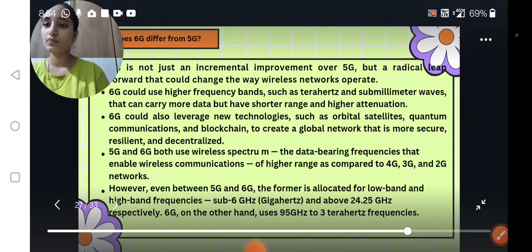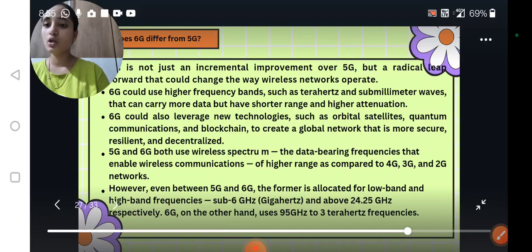network operate. 6G could use higher frequency bands such as terahertz and submillimeter waves that can carry more data but have shorter range and higher attenuation. 6G could also leverage new technologies such as orbital satellites, quantum communication, and blockchain to create a global network that is more secure and decentralized.